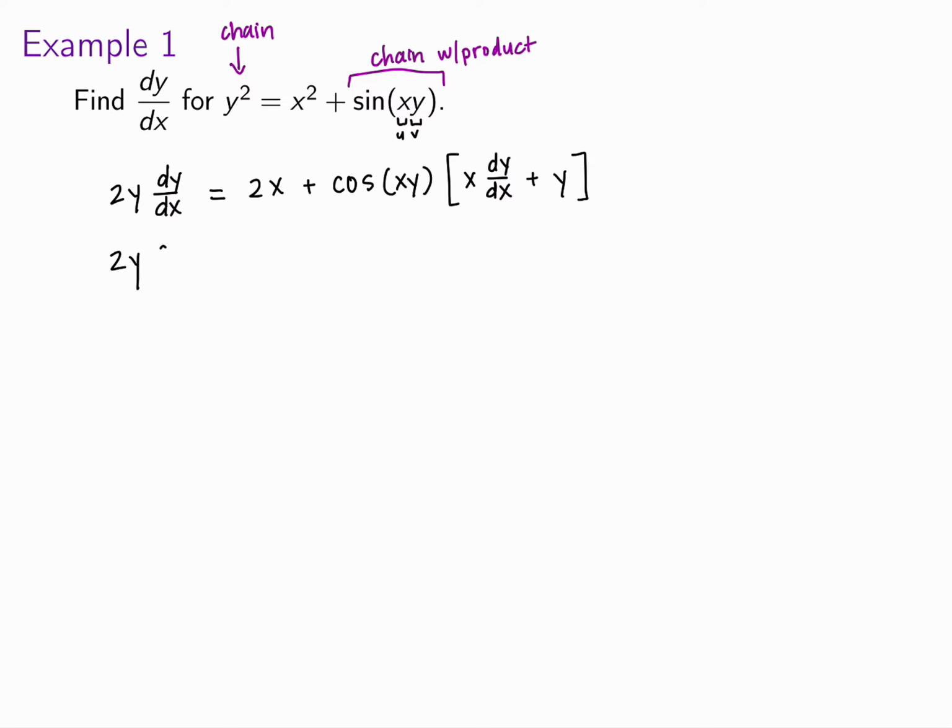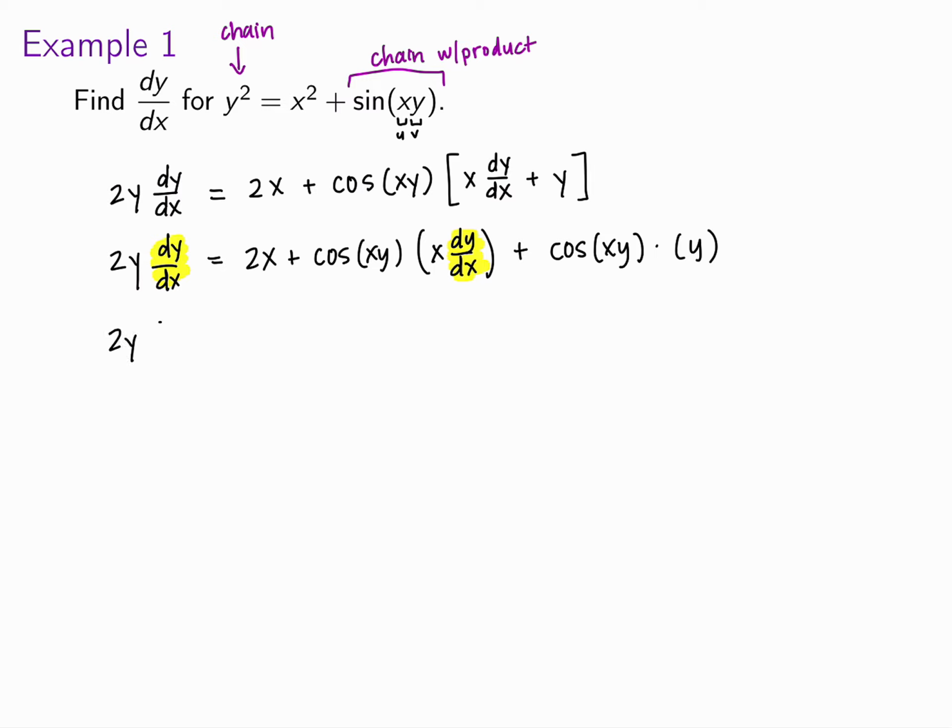So 2y dy/dx equals 2x. And now I'll do that distributing. This is cosine of xy times x dy/dx plus cosine of xy times just that y. So now I'm going to look for the pieces that have a dy/dx. That's here, and I see another one here. And I'm going to get all those terms on one side and everything else on the other.